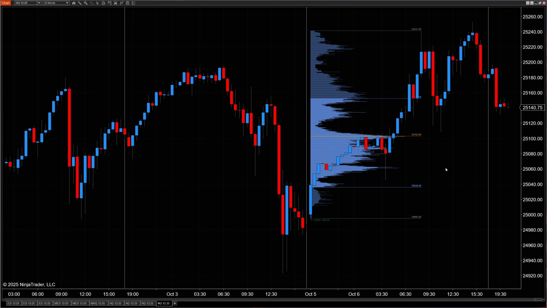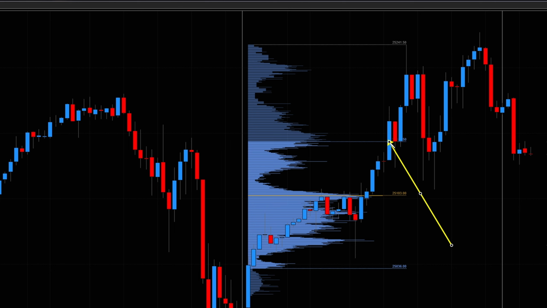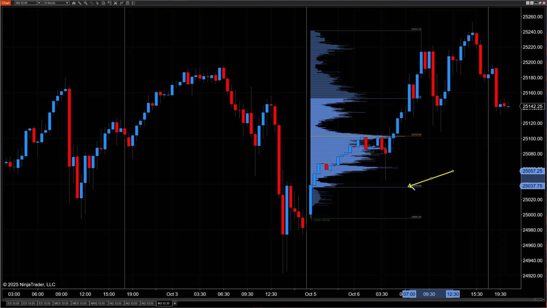Now, within the volume profile, there's a couple key levels that we look at. One of them is going to be value area high. The second would be the point of control. And the third would be value area low. However, when trading with volume profile, there's still some other areas of interest that are very, very important.